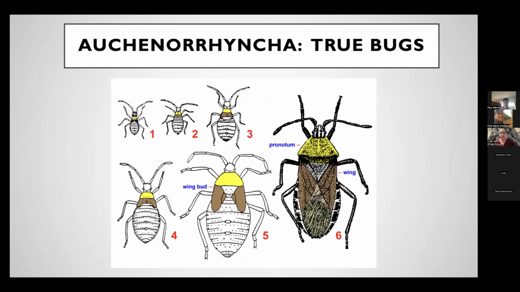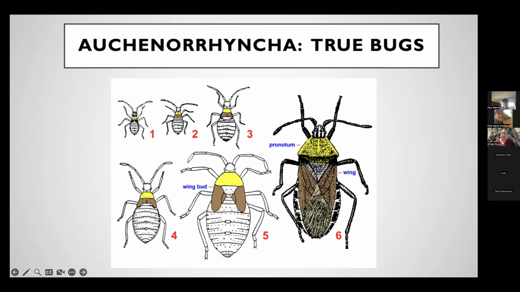So in the true bugs, remember I said that the nymphs look very much like the adult. This is incomplete metamorphosis. And so this immature stage here, you're looking at your pronotum that's in yellow, and then your wing pads, which would be in brown. And then you can see how it progresses. As the insect gets larger, each time it molts, which is getting rid of the exoskeleton and then growing a little larger, it slightly changes over time, but the immature stage looks very similar to the adults.